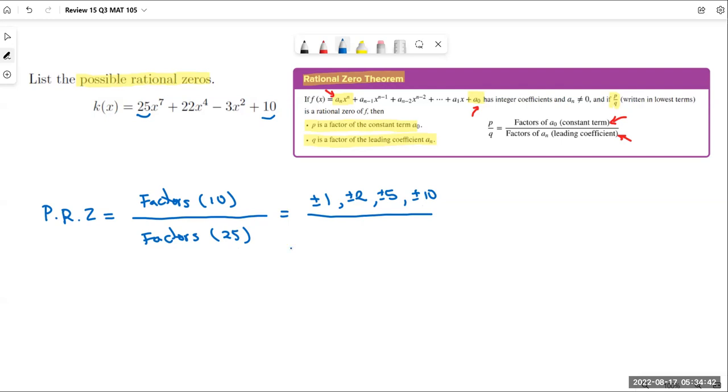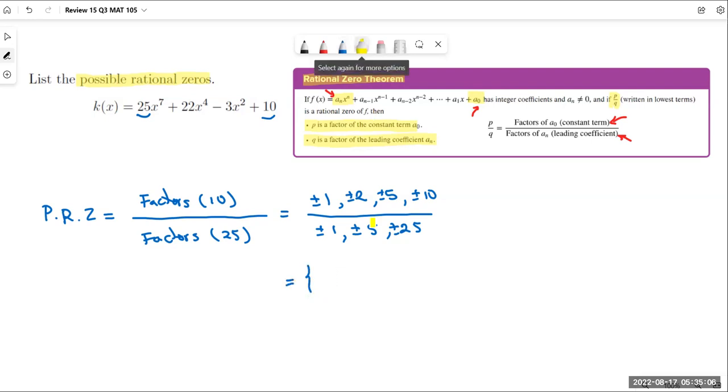We do the same thing for 25. So 25 can be divided by 1, so it can be plus or minus 1. We can divide 25 by 5 as well, so plus or minus 5. And the last number is going to be 25 itself, so plus or minus 25.